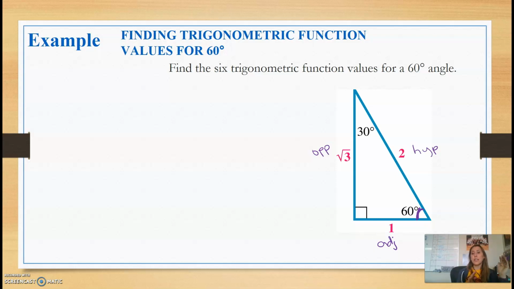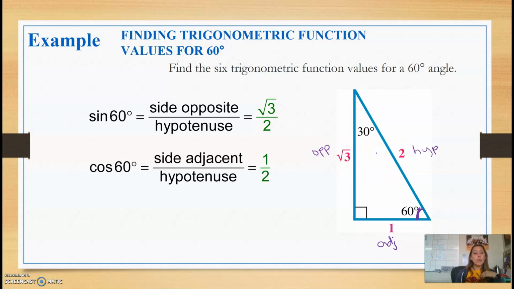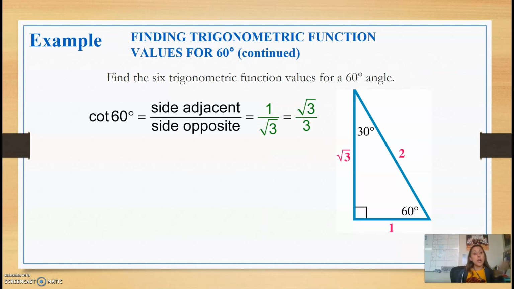Then I can start setting up my sine. So I'm going to find the sine of 60 degrees. Well, the sine of 60 degrees is the opposite side over the hypotenuse, which is going to be the square root of 3 over 2. Then I want to find my cosine of 60 degrees, which is going to be 1 over 2. Then I find the opposite over the adjacent, which is the square root of 3 over 1. And then I'm going to do the same thing. Let's find the cotangent. So I get 1 over the square root of 3, but I can't have a radical in the denominator. We learned that earlier this week.